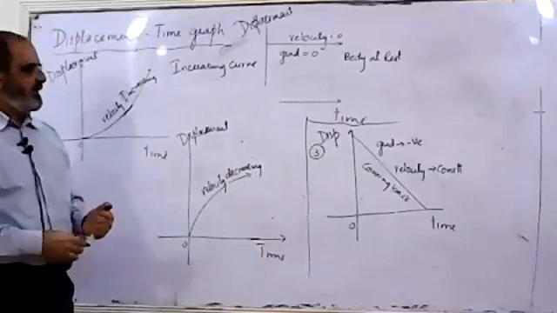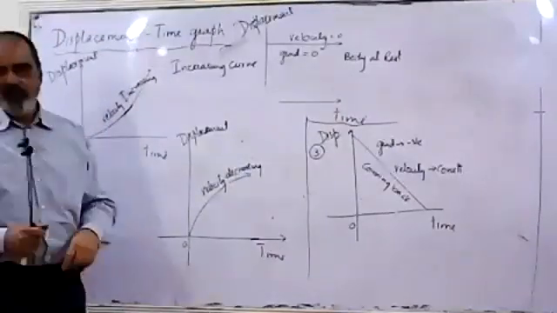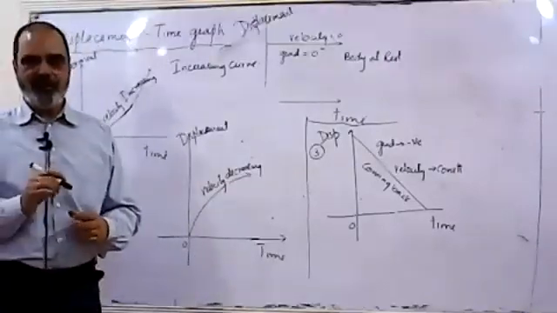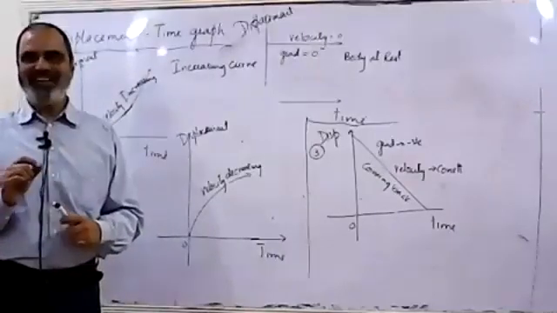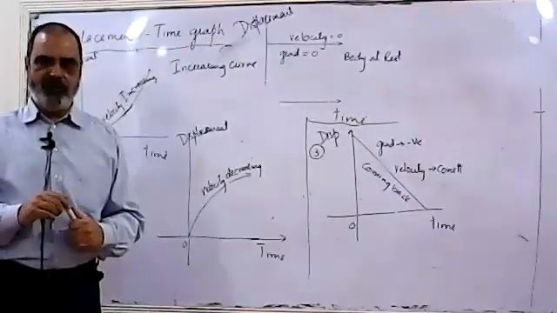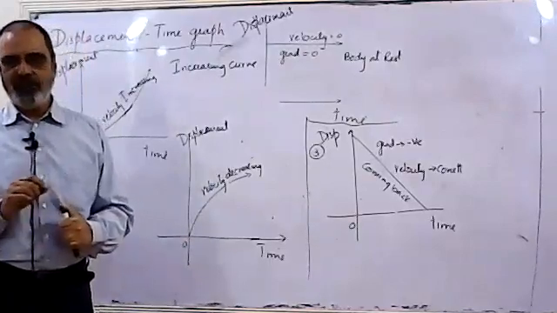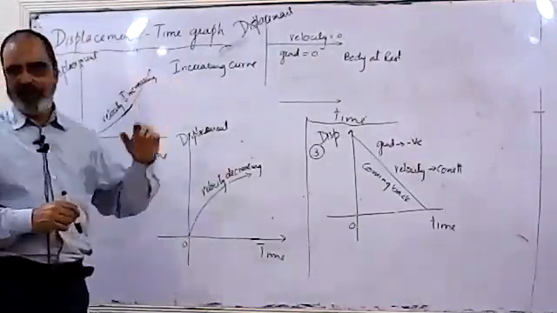I hope you understand the concept of the displacement time graph. So remember, a displacement time graph always represents velocity, because its gradient represents the velocity. In every graph, we have to look at its gradient. So the gradient represents velocity in a displacement time graph.